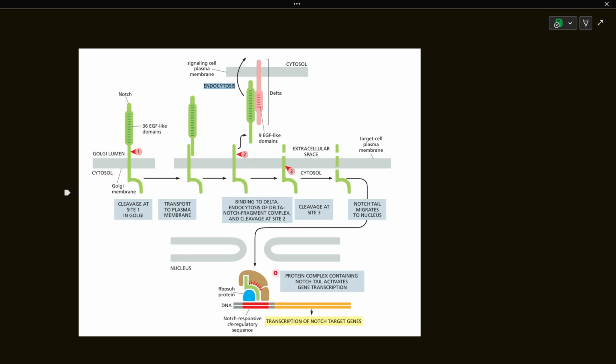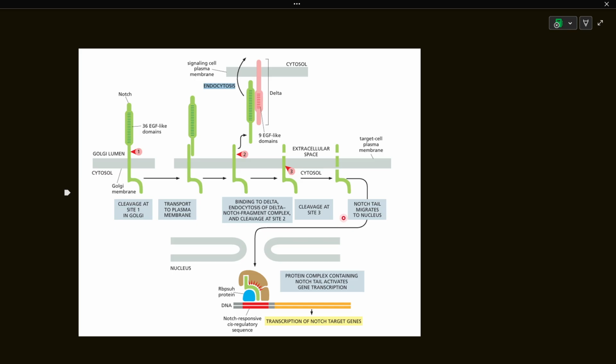So there are three cleavage events. The first one is done during the synthesis of the protein, and due to the first cleavage, maturation of the protein is seen. So the protein gets formed, and it forms a heterodimer. The second cleavage event is in the extracellular domain part, and the third cleavage creates the cytoplasmic tail, which is going to do the signaling part.